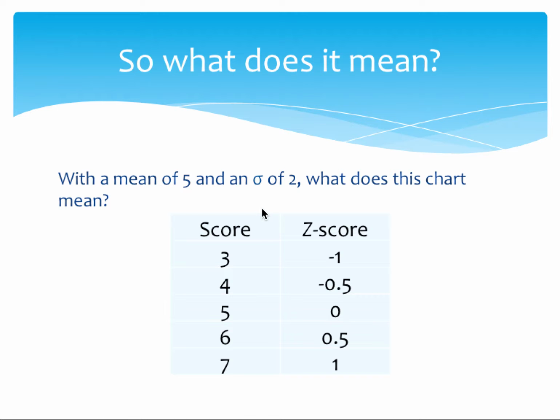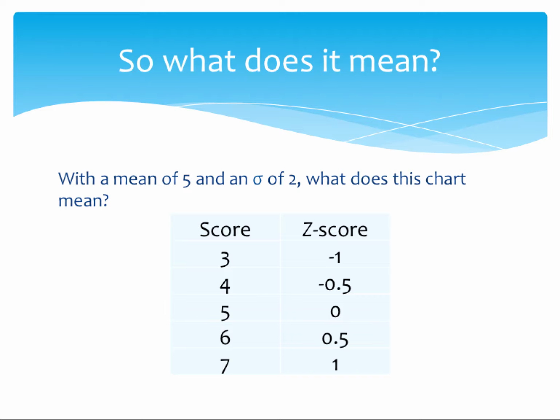Now, let's make a chart instead where we have a mean of 5 and a standard deviation of 2. If you were to go through the equation, you would see that 3 minus 5 is negative 2. Divided by 2 is negative 1. So each of these raw scores gives you the following z-scores, assuming a mean of 5 and a standard deviation of 2. So what does this chart tell you?